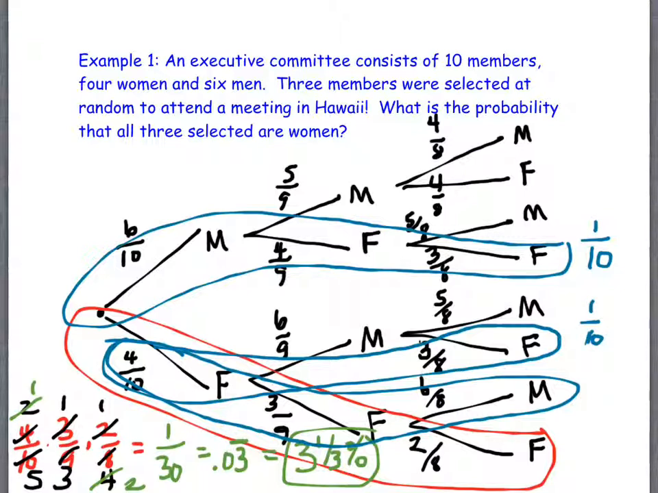Just for fun, let's try it one more time. 4 over 10 times 3 over 9 times 6 over 8. So 1/10 again? All right.